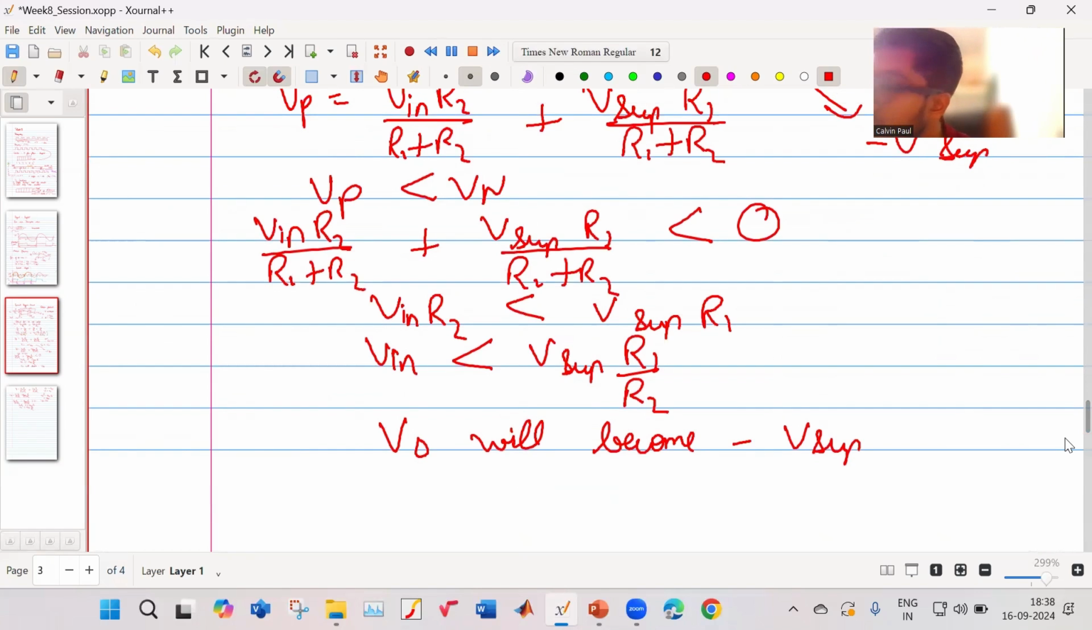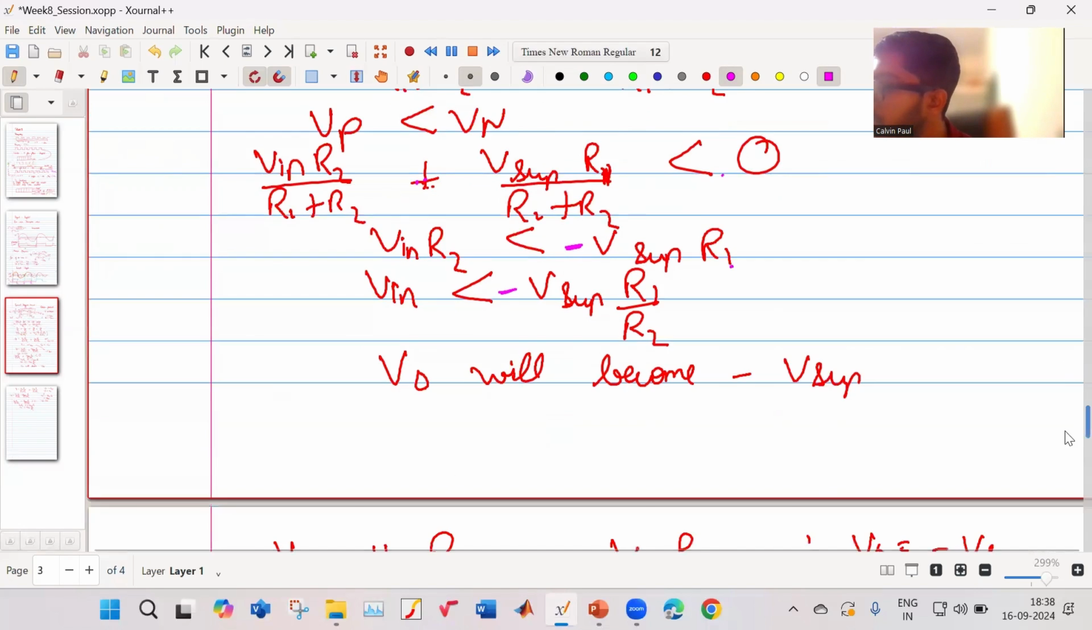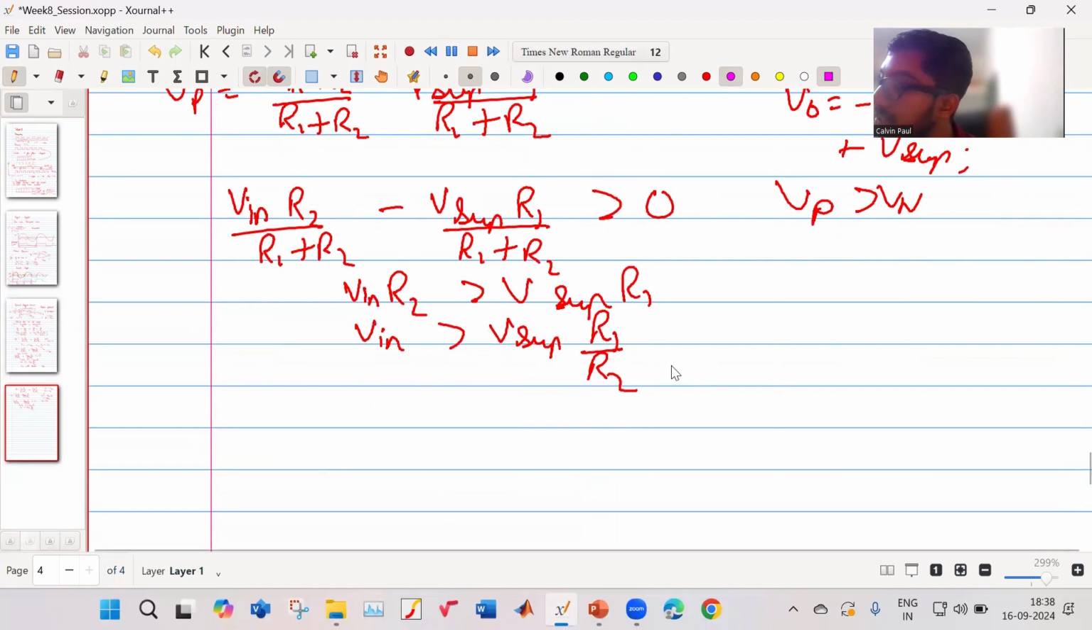In the first case, what I forgot to see is this is Vn into R2 plus V supply into R1, right? This is R1. So now when it goes here, it becomes minus. Plus is here, it goes here, it becomes minus. So this will be minus V supply into R1 by R2. Okay, so this is the mistake I made. So it becomes minus V supply into R1. So when Vn becomes less than minus V supply into R1 by R2, then my V output will become minus V supply. Over here, we have derived when Vn becomes greater than V supply into R1 by R2, my V output will go from minus V supply to plus V supply.